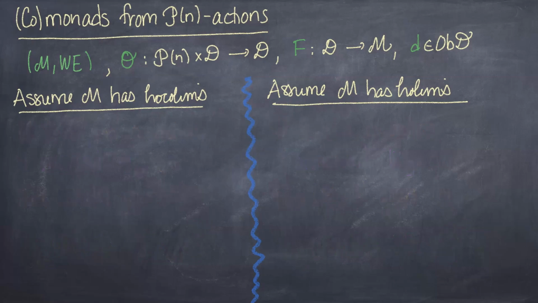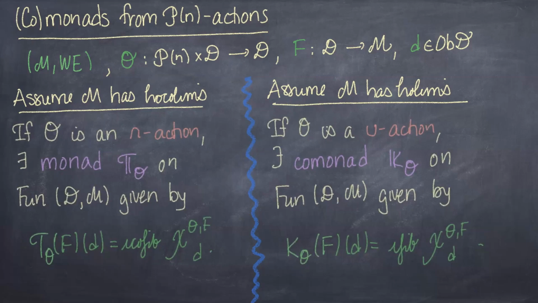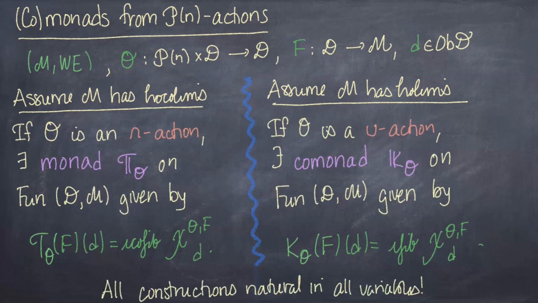So what do we know about these guys? All the constructions we have here are in fact natural in all the variables. And this is something where I'm sparing you tons of details about what kind of morphisms we're looking at and how to show the naturality, but everything here is natural in whatever you would like.